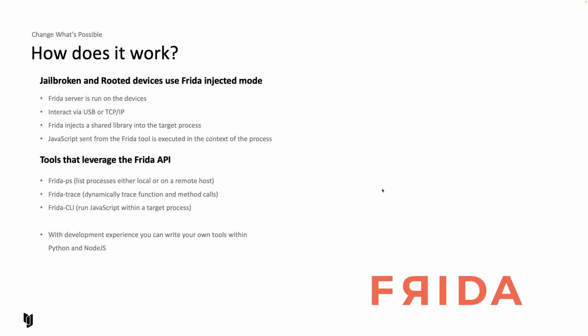Frida trace, which dynamically traces functions and method calls, is not used as heavily on Android, because we have the ability to use JADX and look at the code a little better than we can on iOS. Frida trace is more heavily used on iOS to get a better understanding of the application and what it's doing. Then you have the Frida command line interface, which just runs JavaScript and scripts. And if you have any development experience, you can write your own tools.